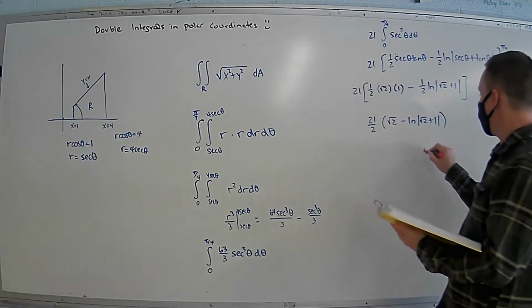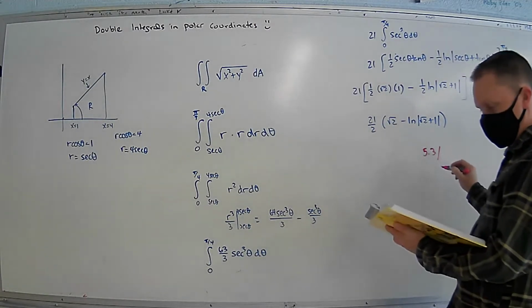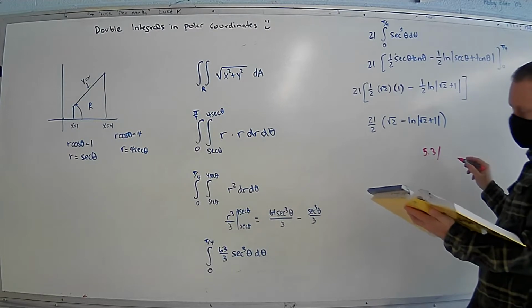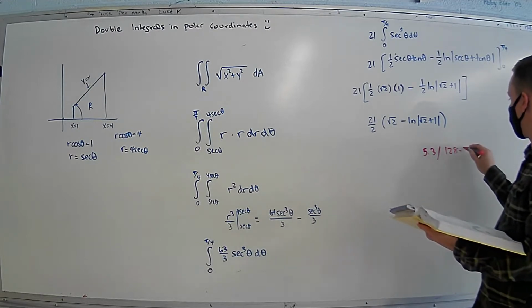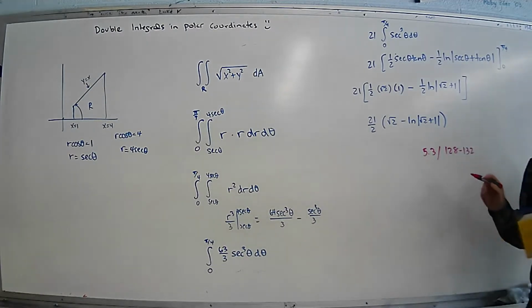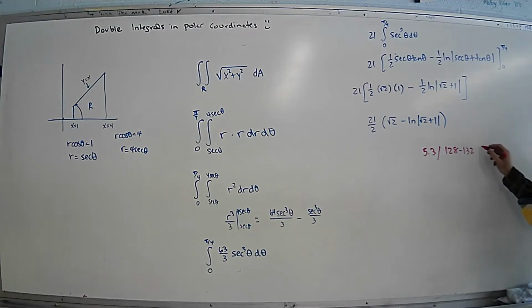Okay, so what I'm going to have you do in 5.3 is 128 to 132, but I'm changing the directions on those. What I want you to do is set up a double integral to find the area. Don't compute it, just set it up. They give you these regions, and I just want you to set up the double integrals to find the area. That's going to help you setting up the bounds on future problems.